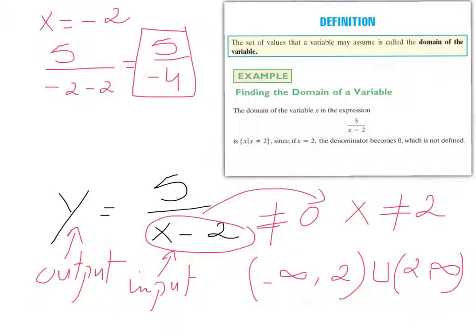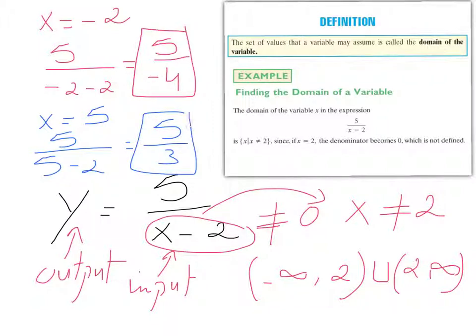For example, let's solve for x equals 5. Let me change the color here. So we have 5 over 5 minus 2, and that would be 5 over 3. So we can pick any value except 2. So 2 must be excluded from the domain. Okay, alright, see you in the next video.